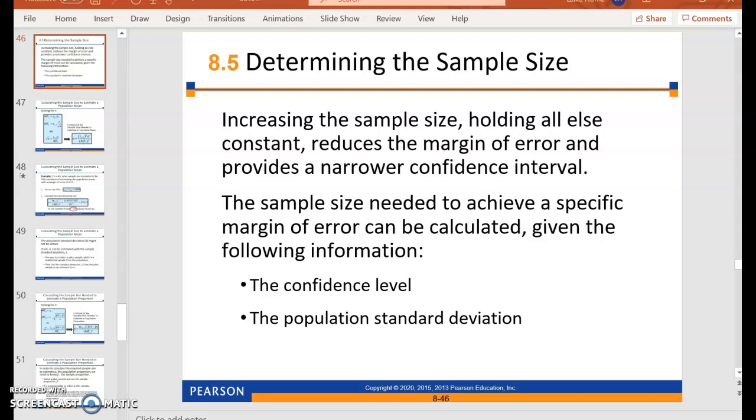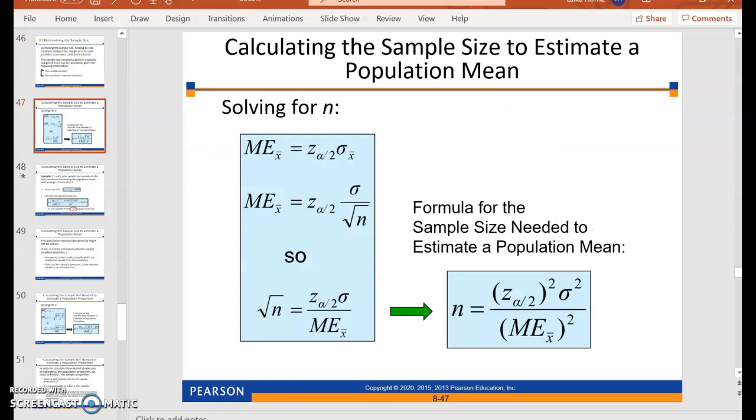So the sample size that we need to get a given margin of error, say we want a certain margin of error, we can figure out what the sample size needs to be. So we're kind of working backwards here. We can figure that out if we have the confidence level and the population standard deviation.